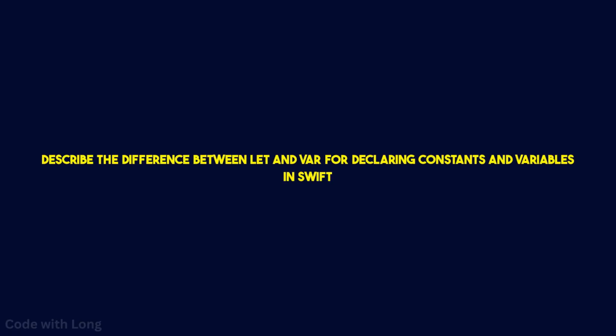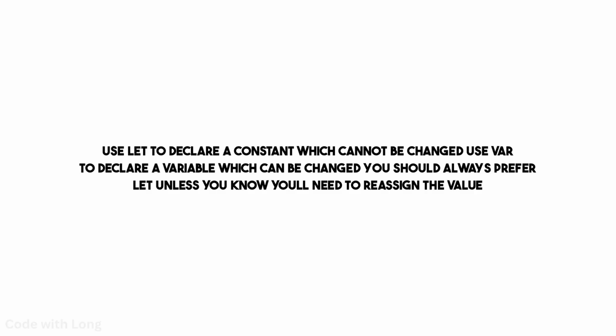Describe the difference between let and var for declaring constants and variables in Swift. Use let to declare a constant, which cannot be changed. Use var to declare a variable, which can be changed. You should always prefer let unless you know you'll need to reassign the value.